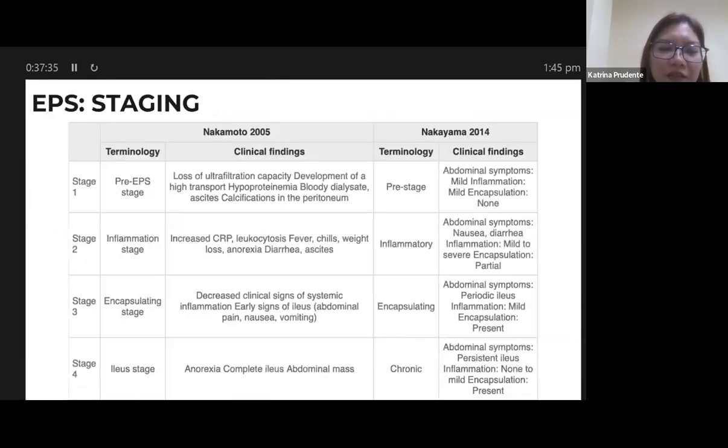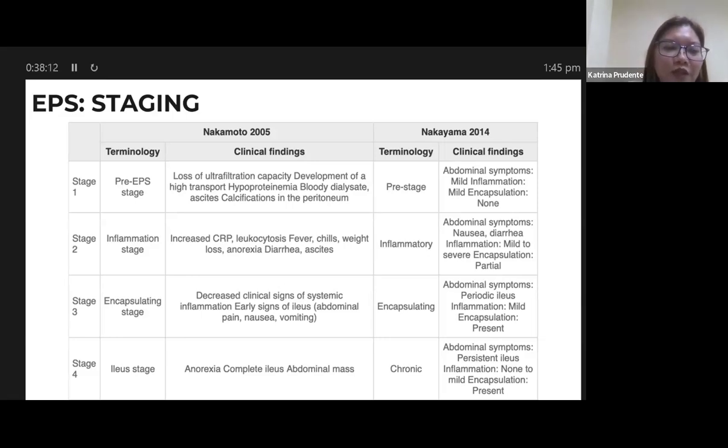So we have the EPS staging system, which has been proposed in the PD-associated EPS literature. We can see here stage 1, the pre-EPS stage. There would be loss of ultrafiltration capacity, development of high transport, hypoproteinemia, bloody dialysate, ascites, and calcifications in the peritoneum. This is usually termed the pre-stage, and the clinical findings include abdominal symptoms, mild inflammation, and mild encapsulation, or there can be no clinical findings at all.